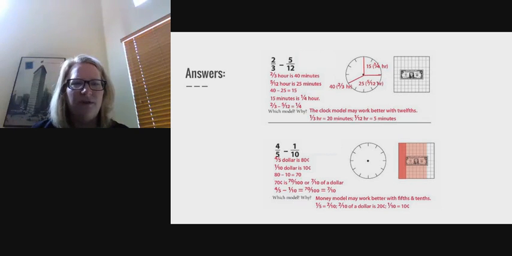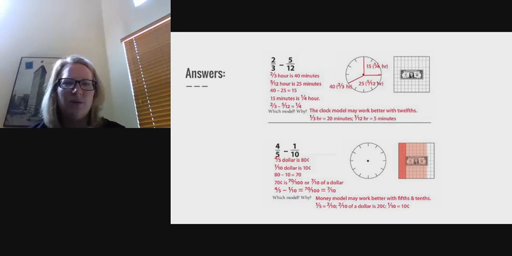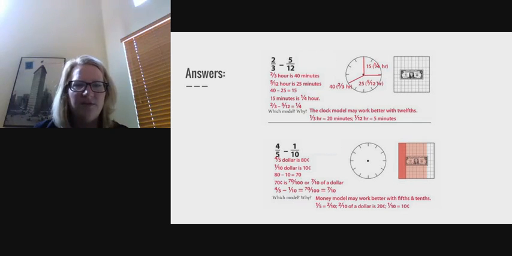And then I have 4/5 minus 1/10. And if I doubled 4/5, I would get 8/10, and that kind of works better with money. So 4/5 of a dollar is 80 cents, and 1/10 is 10 cents. I subtract, I get 70, and 70 hundredths would reduce down to 7/10.